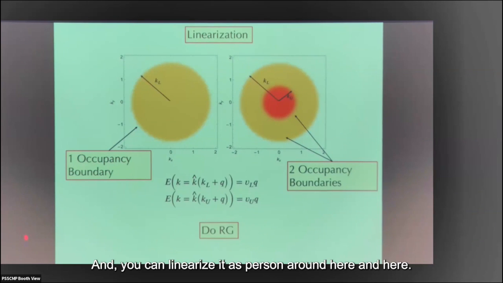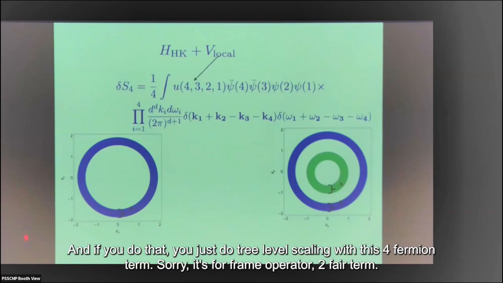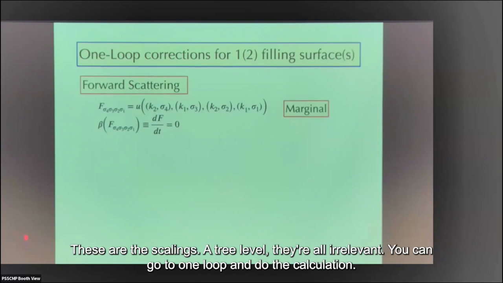And so you can linearize the dispersion around here and here. And if you do that, if you just do tree level scaling with this 4 fermion operator term, 2 fermion term, these are the scalings. At tree level, they're all irrelevant. You can go to one loop and do the calculation.